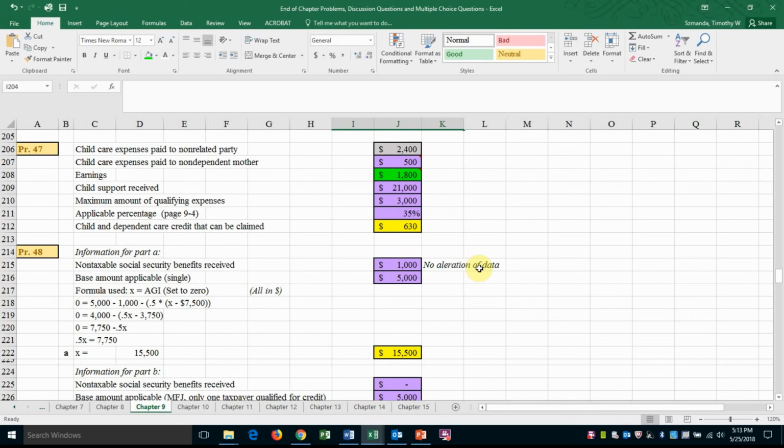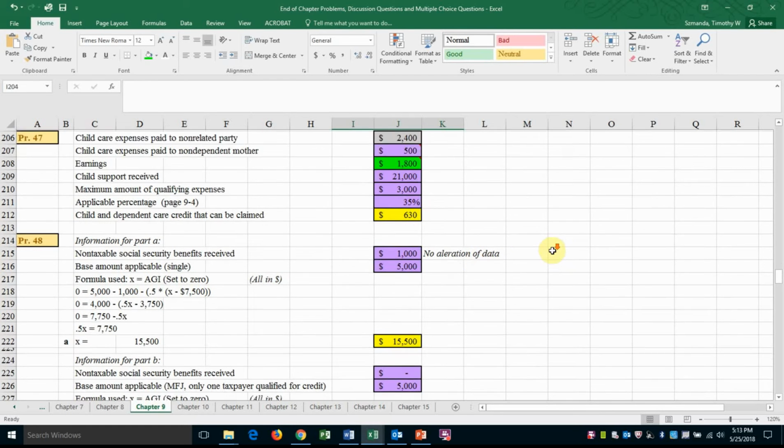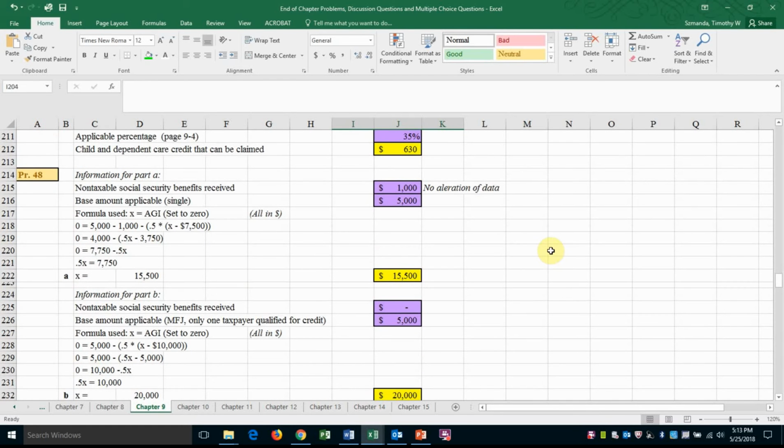Okay, and then let's move down then to a new learning objective. Let's try number 48. Goes to learning objective number 2. What is the AGI limit above which each of the following taxpayers would not be eligible to receive a credit for the elderly or the disabled? So this is a little bit different credit.